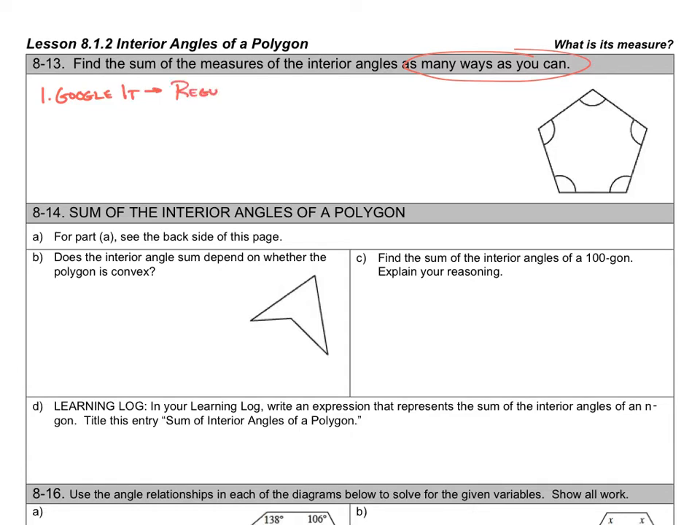All the measures are marked as congruent. And Google will show you that each angle is 108 degrees. We've got 5 of them because it's a pentagon, 5 sides. So we can do 5 times 108, which is 540 degrees total.